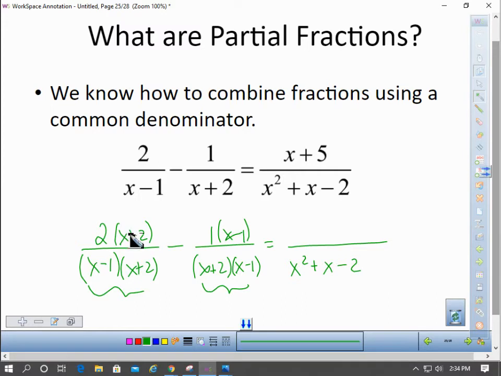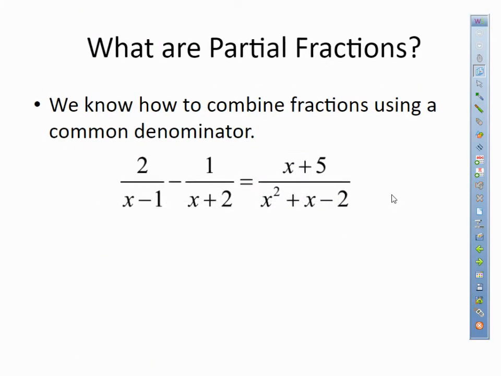So then when you simplify this, this is 2x plus 4. And then over here, this is x minus 1, and we're subtracting. So 2x minus x is x. 4 minus negative 1 gives you 5, and you get this answer. So this is what you learned how to do in Algebra 2 and Pre-Cal: you learned how to add and subtract rational expressions to combine them together to get one answer, one rational expression.